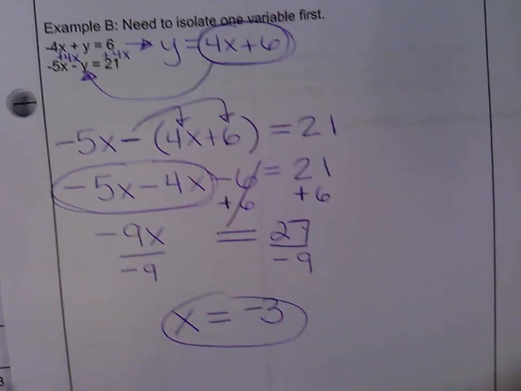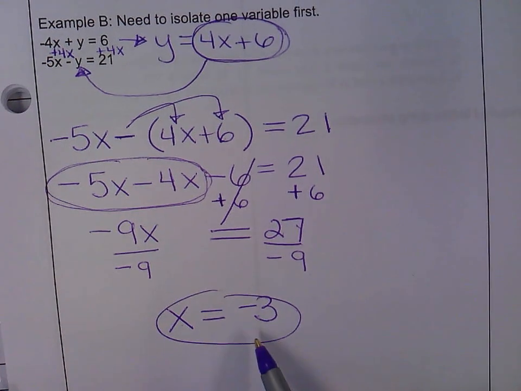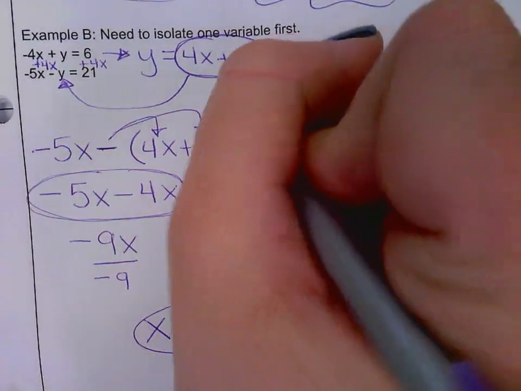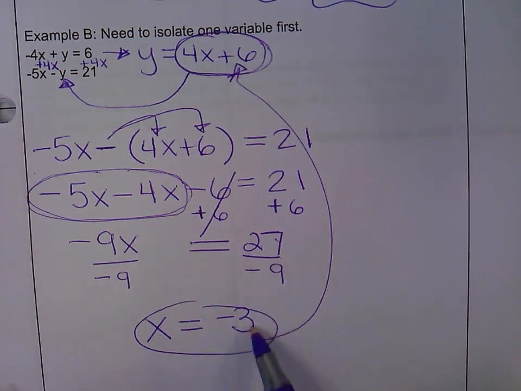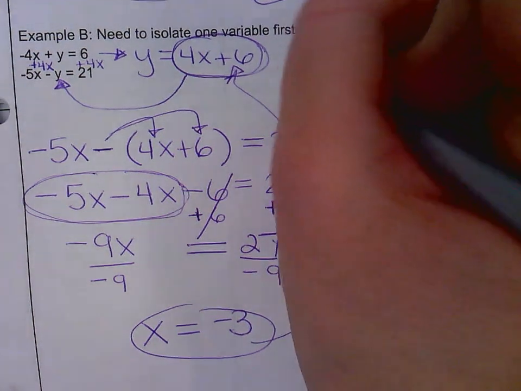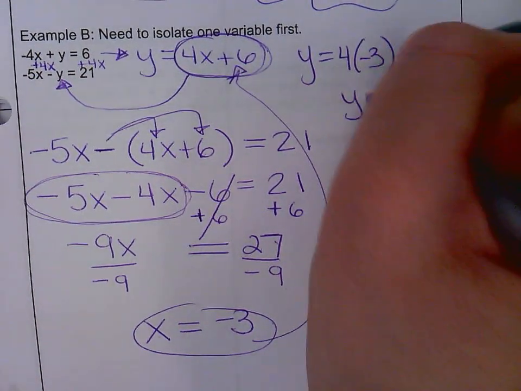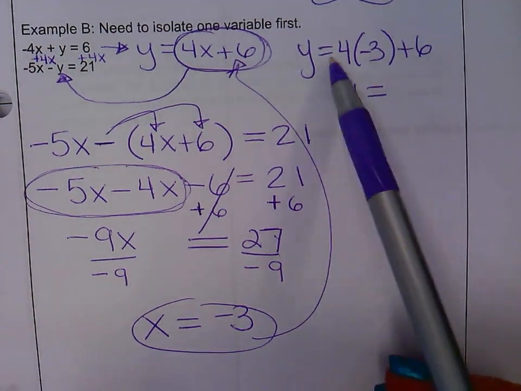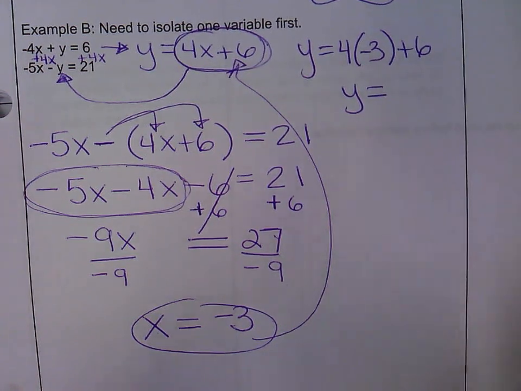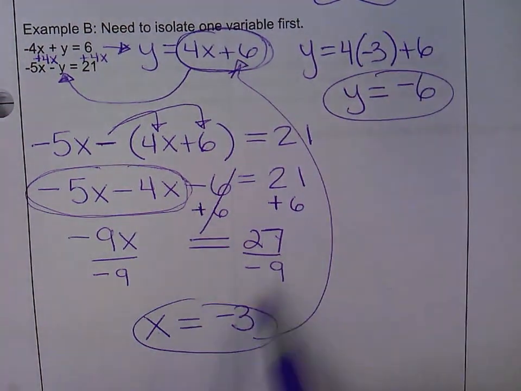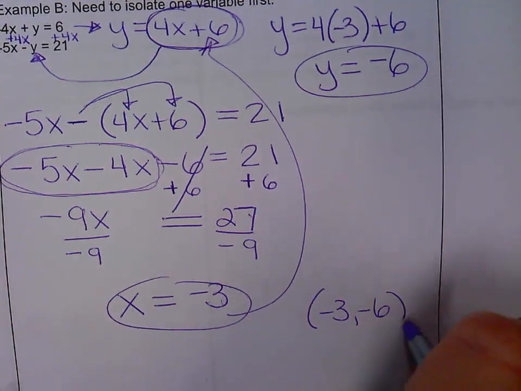Okay, so now that I have this negative 3, I'm only half done. I need to take it up here. I like to put it in that circled equation, y is equal to 4x plus 6, and actually plug in the negative 3 up here. So y is equal to 4 times negative 3 plus 6. So 4 times negative 3 is negative 12 plus 6. So it would be negative 6. And then once I have my x and my y, I can write the answer negative 3 comma negative 6.